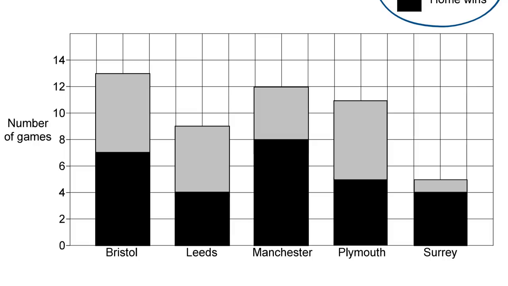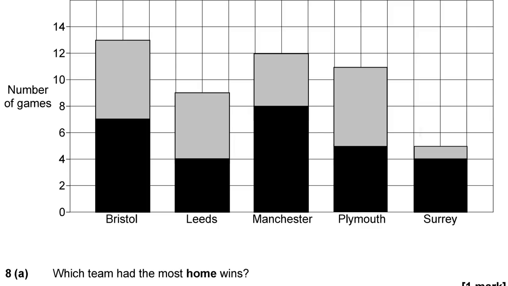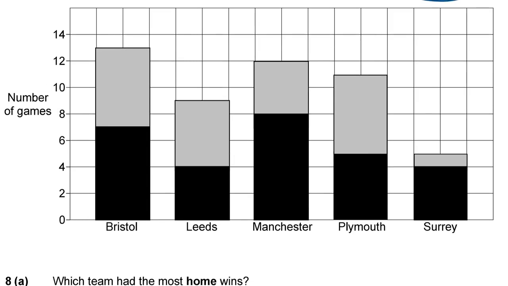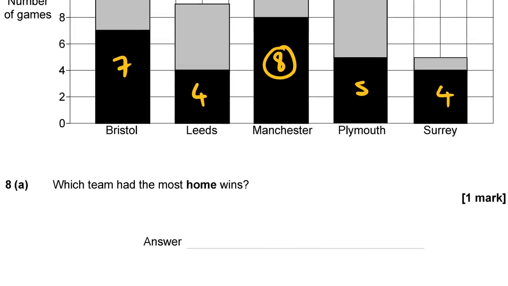And the black parts of the bar, we said, are the home wins, and the grey ones are away wins. So the team which has the most home wins is going to be the team which has got the biggest black bar. Now you can see on the black bars here, this one is 7, isn't it? This one is a height 4, this one is a height 8, and this one is a height 5, and this one is of height 4. So the biggest one there is the Manchester one, isn't it? So which team has the most home wins? It is Manchester.